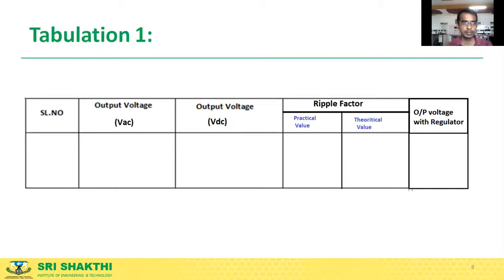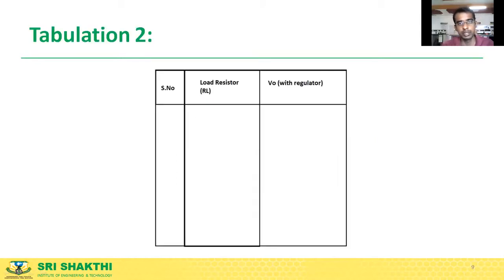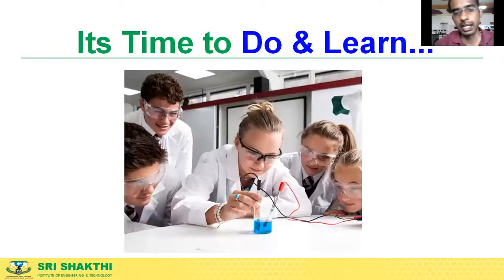So this is the tabulation. There are two tabulations. One is the output voltage at the transformer and the overall output voltage after rectification, the ripple content practical and theoretical value, and the overall output with the regulator. The second tabulation speaks about the voltage regulation. The value of the load resistance will be changed step by step, and we will note down the output voltage with regulation. Most possibly, it should not change. If it changes, then the regulation is improper, right?